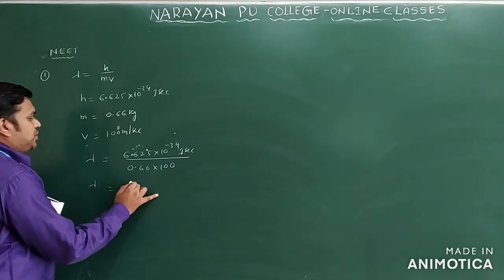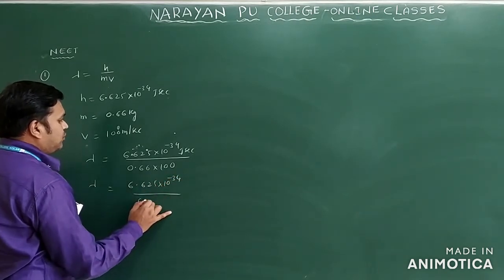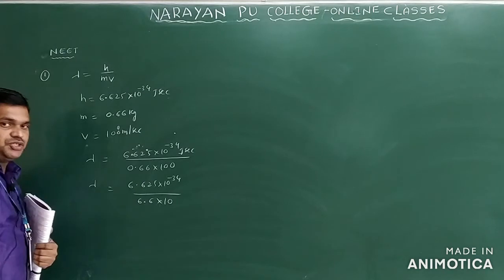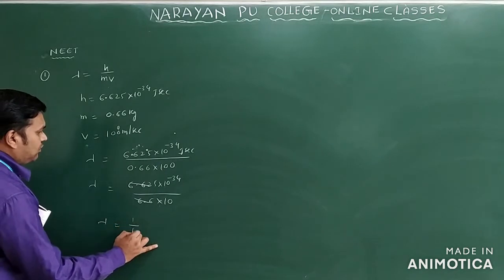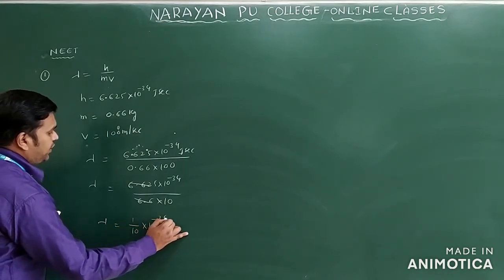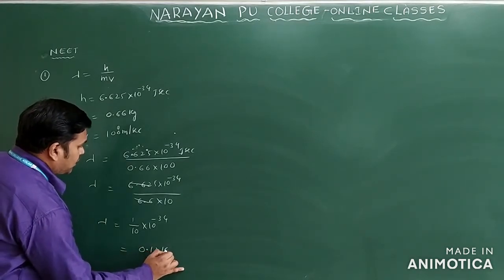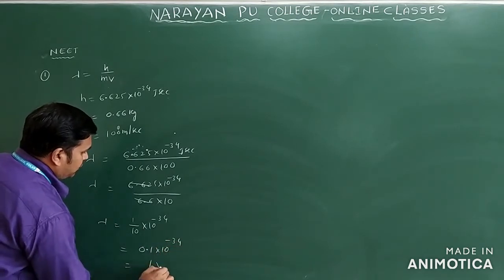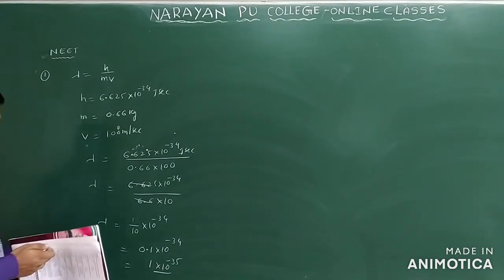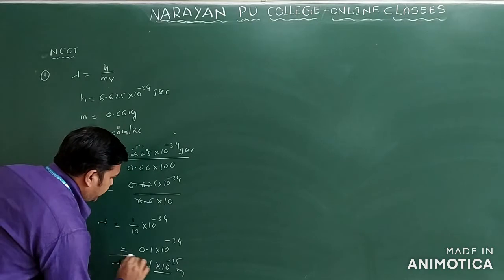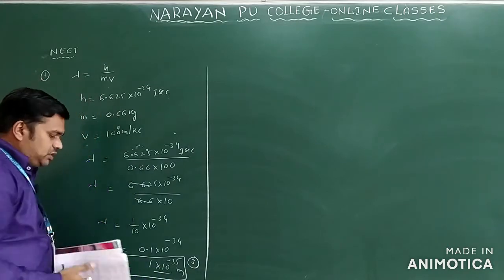Now I will write this one: 6.625 into 10 power minus 34 by 6.6 into 10. Clear? So the 6.6 cancels here. Lambda is equal to 1 by 10 into 10 power minus 34 meter. 1 by 10 is how much? This is 0.1 into 10 power minus 34. We will write this as 1 into 10 power minus 35 meter. So it is option 3, 1 into 10 power minus 35 meter. We can take option 3 for this question.